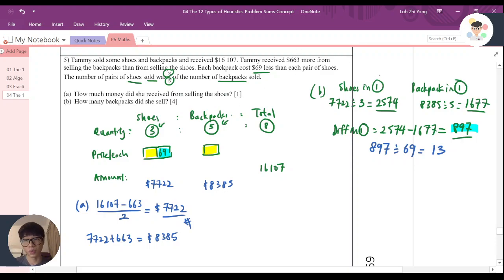It means that when it is 1 unit, it's actually 13 times of it. As you know, when you say 3, 5, 8, this is not the exact quantity, but a simplified unit. We found that 1 unit is equal to 13. Since the question is asking how many backpacks, and 1 unit is equal to 13, 5 units here means 13 times 5. That will be the answer, which is 65 backpacks.